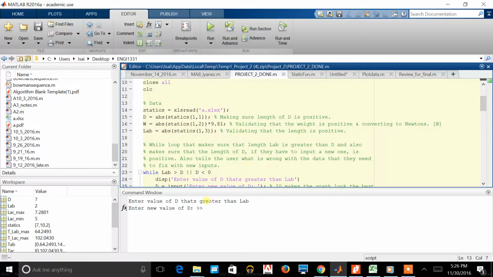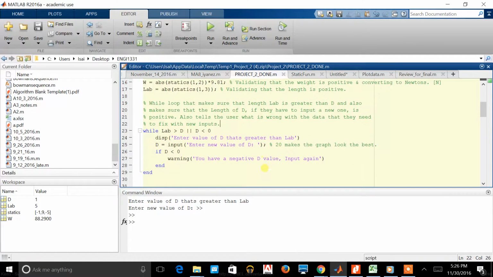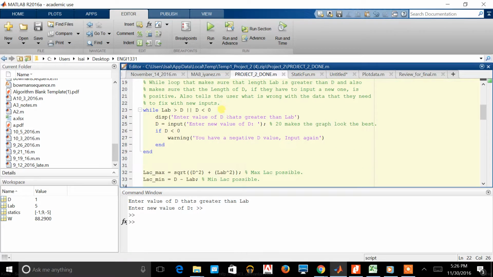this would pop up in the command window. This here, enter value of D that's greater than LAB, enter new value of D, pops up in the command window because of this while loop here. What this while loop does is that if LAB is greater than D, or if D is less than 0, then it will ask you to enter a value of D that's greater than LAB, like it tells us to do in task 2.